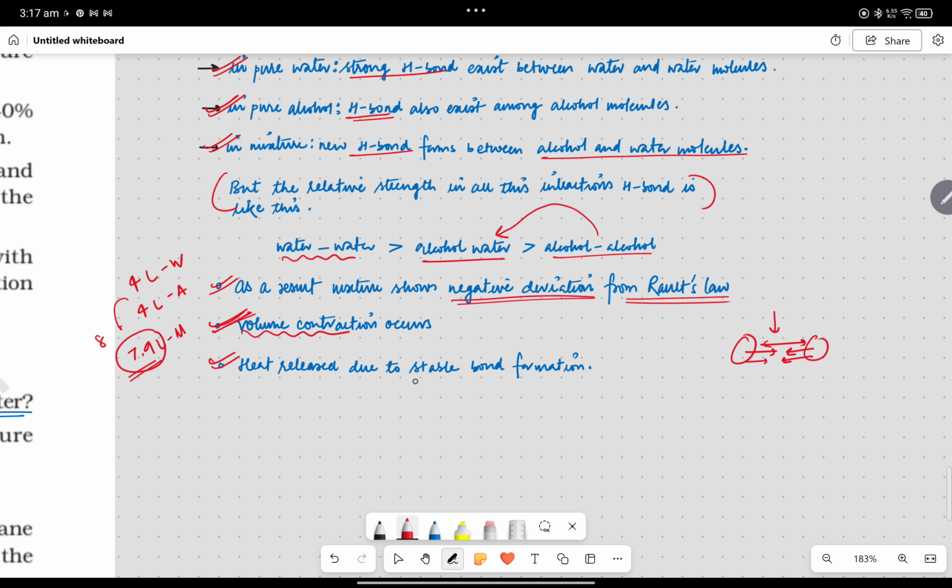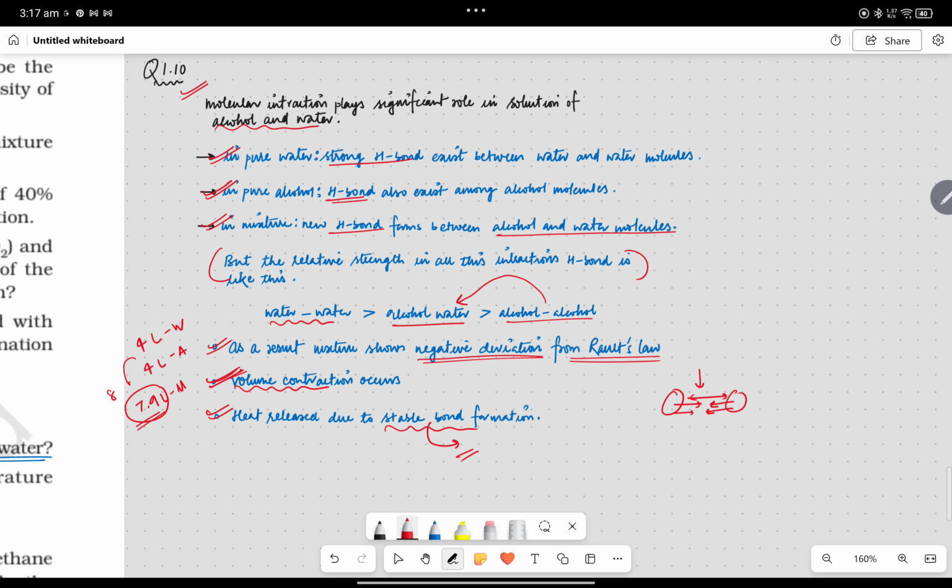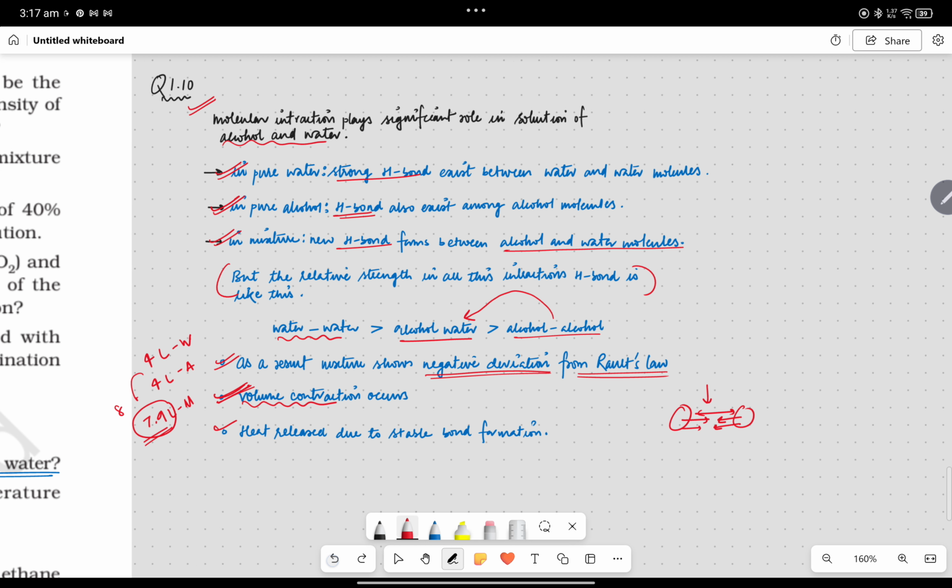So whenever a stable bond formation occurs, heat is released. Whenever anything gains stability, heat gets released. Okay, so that is the thing. You can write it easily in your exam if this question comes.